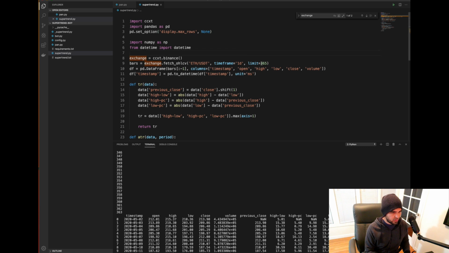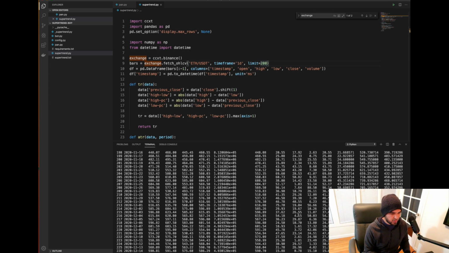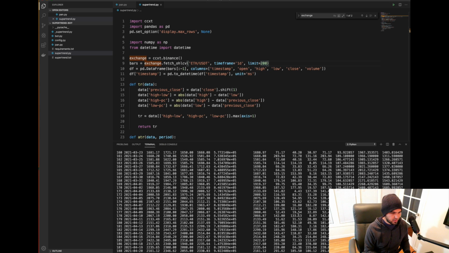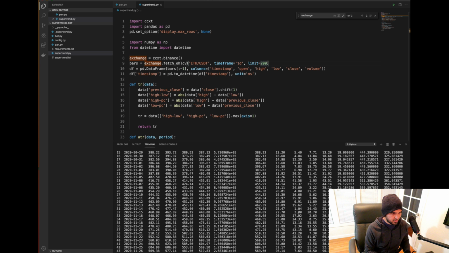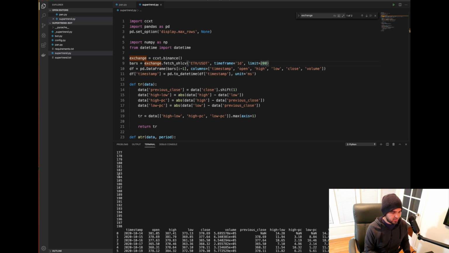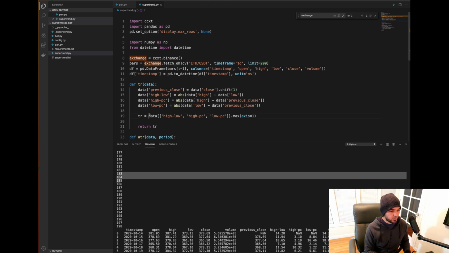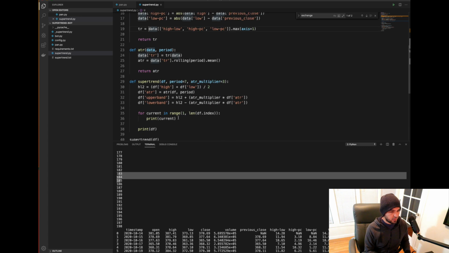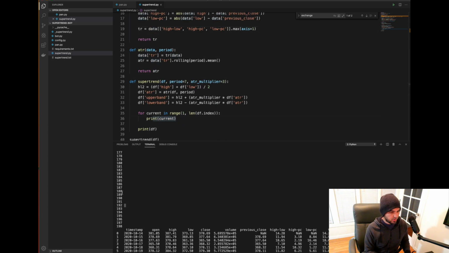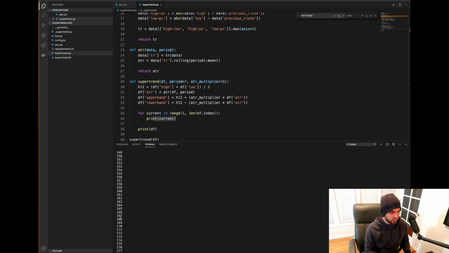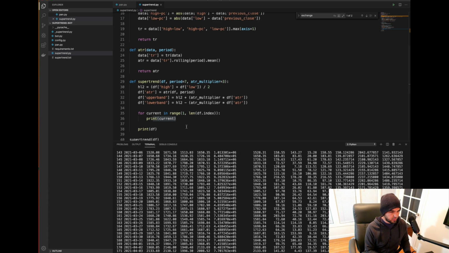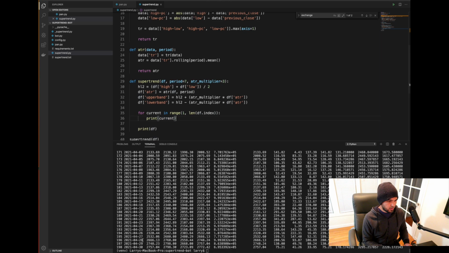And I don't think I need 365 days. Let's just do like 200 days. I think that ought to be fine. So that's about 200 days, and that looks pretty good. You can see as I loop through, I'm printing what the current row is, the current row index. So I loop through and you see all these numbers here. And so I have a reference to each row. So what I'll have is an index for the current row.